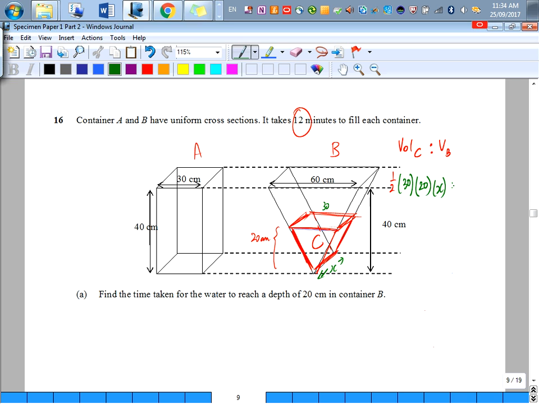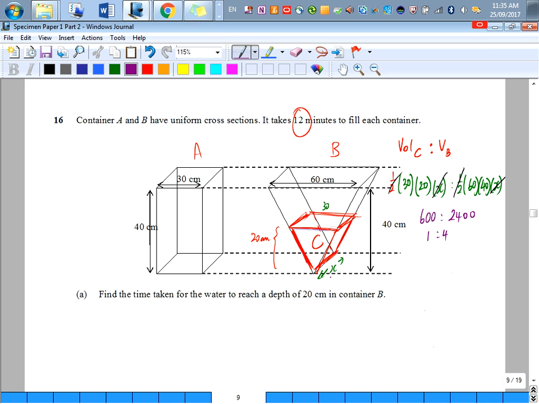over the volume of B, which is half times 60 times 40 times x. Let us simplify. I can cancel away the half, the x, and I will be left with 600 over 2400. Okay, smaller to the bigger one. And we simplify it further, it becomes 1:4. Now what does this tell me? It tells me the volume of C is 1/4 of the volume of B. Can?